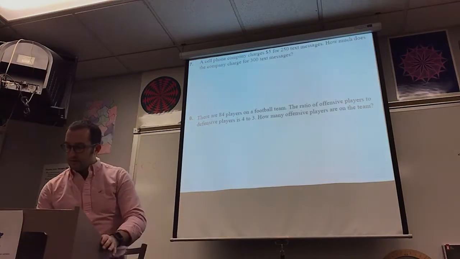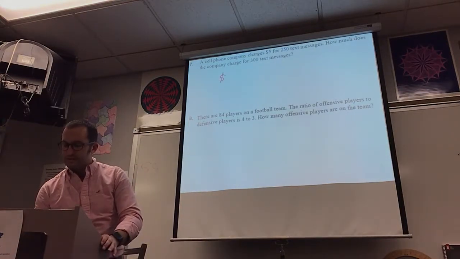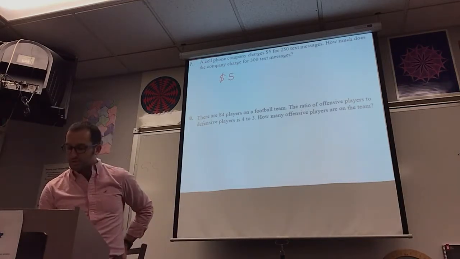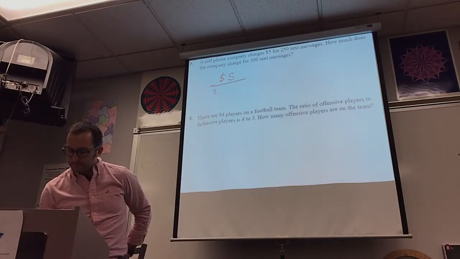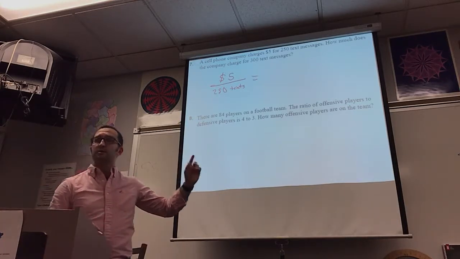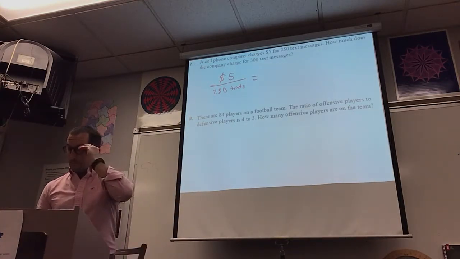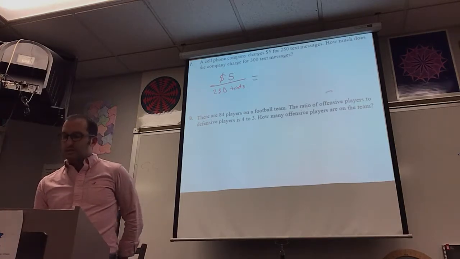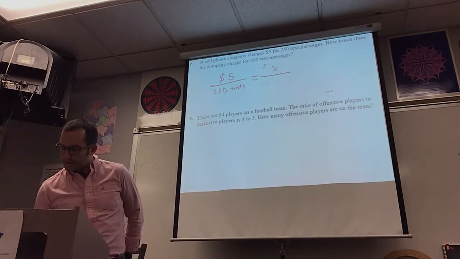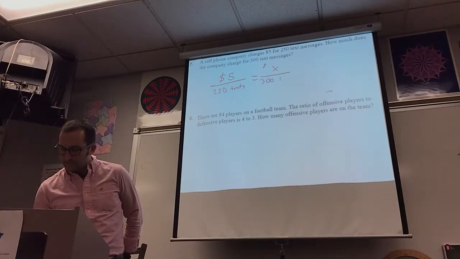5 to 250. Good, and we're going to put units on these because that'll ensure that we have the proportion set up correctly. That's how I read it too, guys. And then what's our next ratio? X to 300. X dollars to 300 texts.